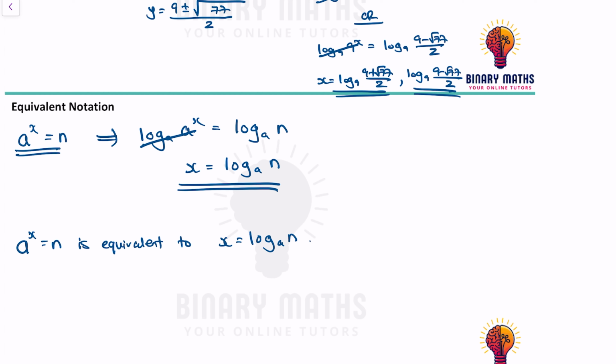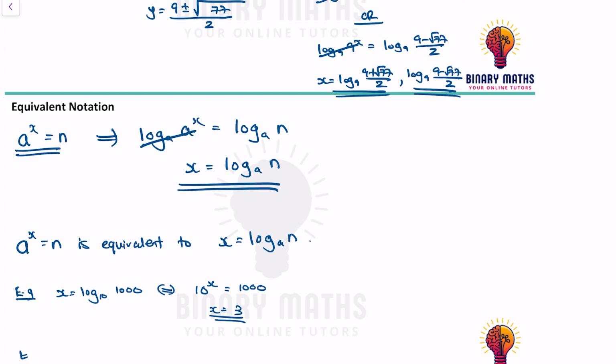Okay, so for example, if we have x is equal to log base 10 of 1,000, that is the same thing as writing 10 to the power of x is equal to 1,000. So 10 to the power of what gives you 1,000? x must be equal to 3. Some of these things you can do mentally using this equivalent expression.